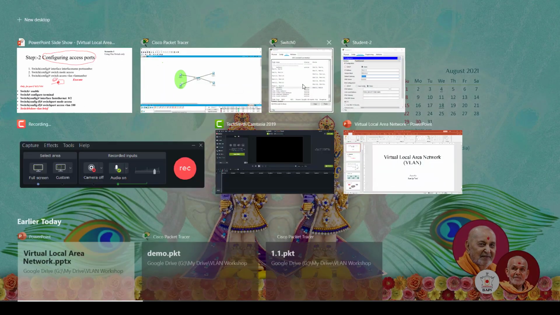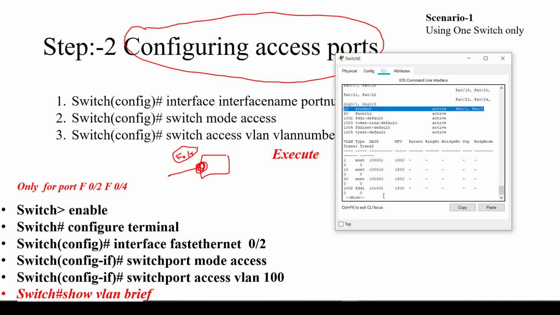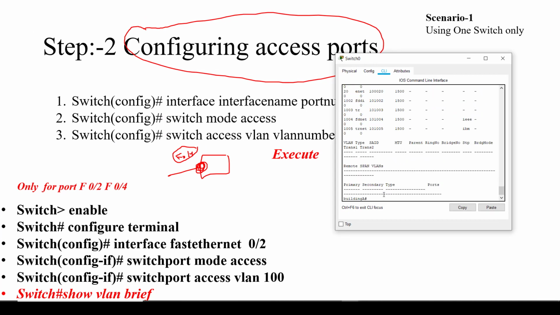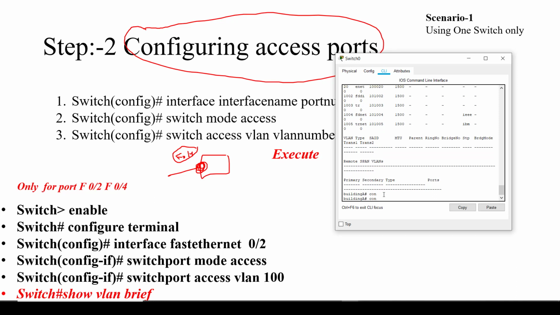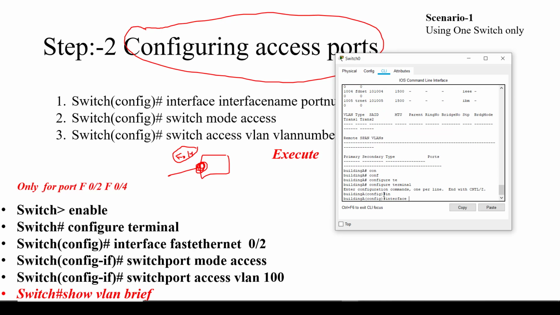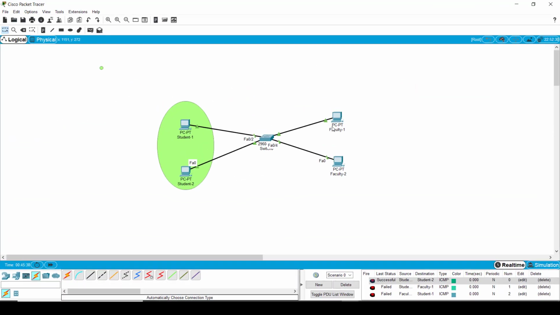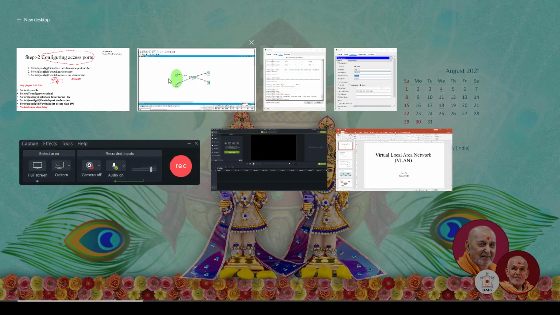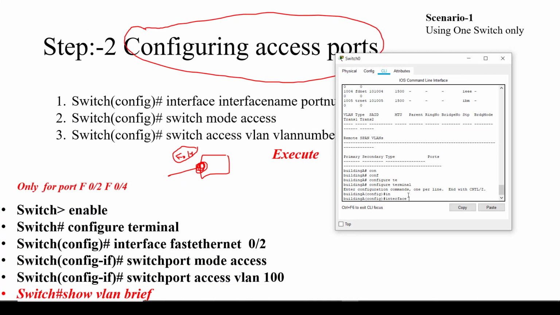Let me open the switch. This is the CLI of the switch. Okay, let's go inside. What we have to do? We have to type configure terminal, then interface. We have to check the ports of these two as well. So these two ports are 0/3 and 0/4. Okay, let's go back and perform it.